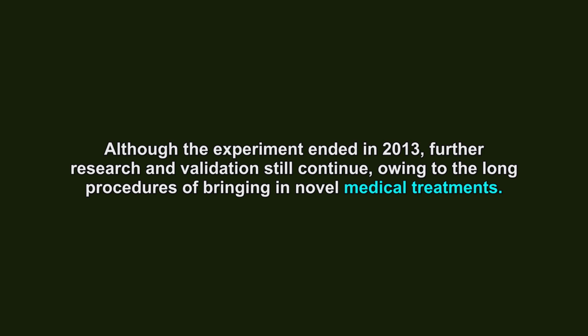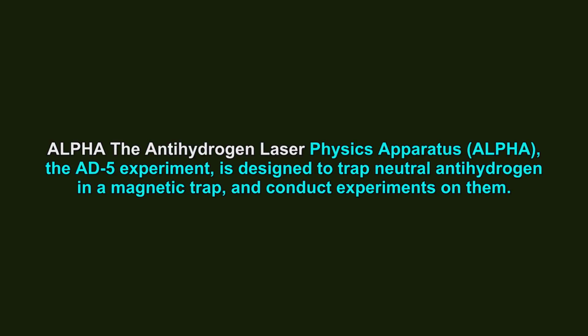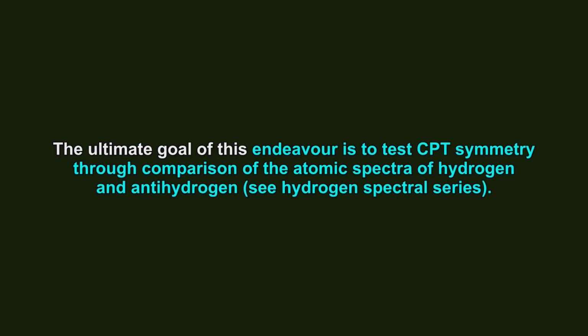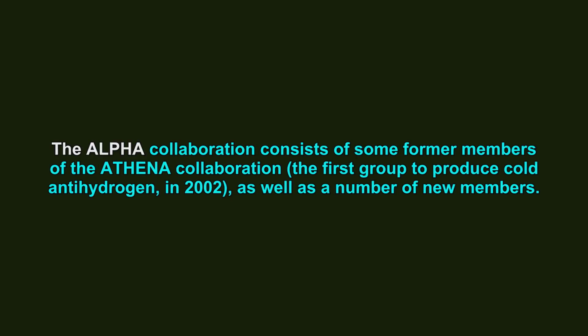ALPHA, the Antihydrogen Laser Physics Apparatus, the AD5 experiment, is designed to trap neutral antihydrogen in a magnetic trap and conduct experiments on them. The ultimate goal of this endeavor is to test CPT symmetry through comparison of the atomic spectra of hydrogen and antihydrogen. See Hydrogen spectral series. The ALPHA collaboration consists of some former members of the ATHENA collaboration, the first group to produce cold antihydrogen in 2002, as well as a number of new members.